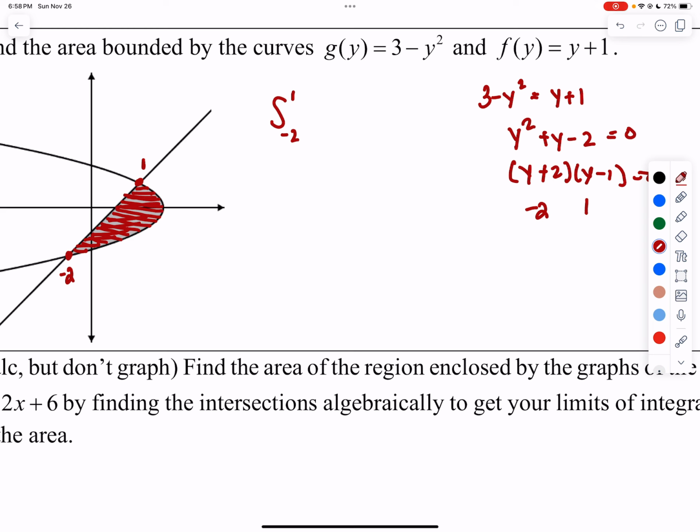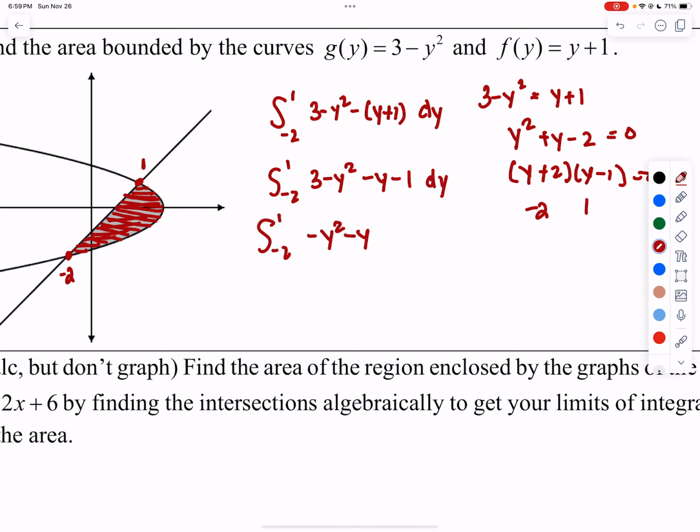And then since I'm going from right minus left in terms of y, I have my sideways parabola first, so 3 minus y squared, and then my linear function, which is y plus 1. All right, so from negative 2 to 1, I have 3 minus y squared minus y minus 1 dy. Cleaning it up a little bit, I'm going to get negative y squared minus y plus 2 dy.